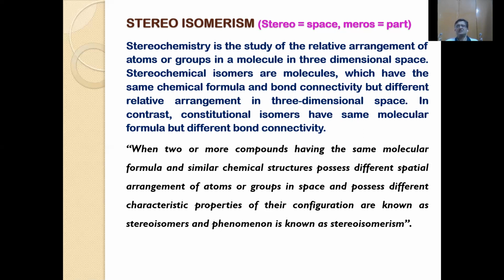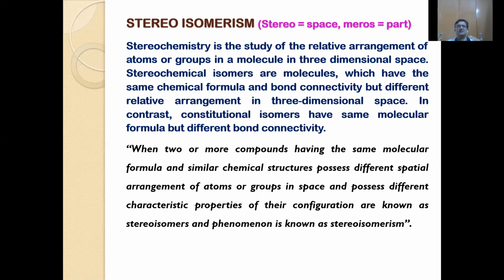It means two or more compounds having the same molecular formula, the same structural formulae, and sometimes similar chemical properties, but differing in the spatial arrangements of atoms or groups in space, are regarded as stereoisomers. The phenomenon is called stereoisomerism.